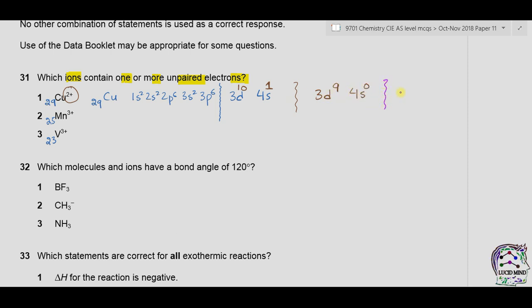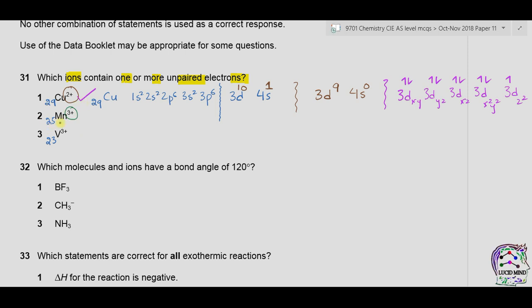As in 3d we have 5 orbitals, 3dxy, 3dyz, 3dxz, 3dx square minus y square and 3dz square. Each orbital consists of 2 electrons. In total we have 9 electrons. So first we will be filling unpaired electrons and then pairing starts. Now we can see that one unpaired electron is left, so therefore copper +2 is correct.